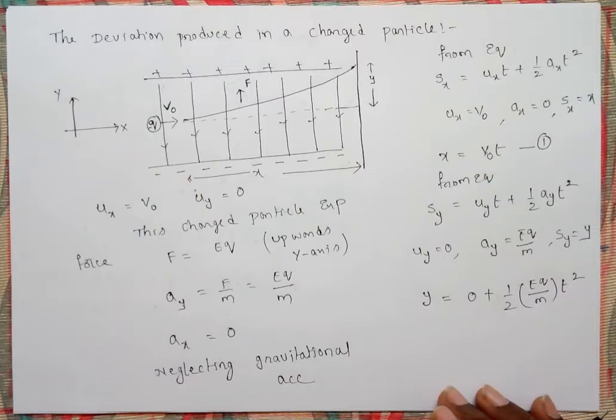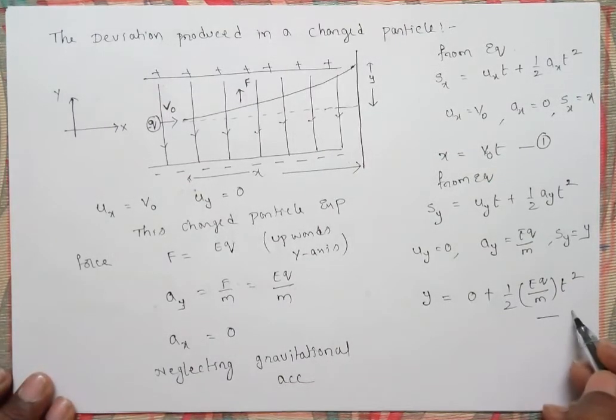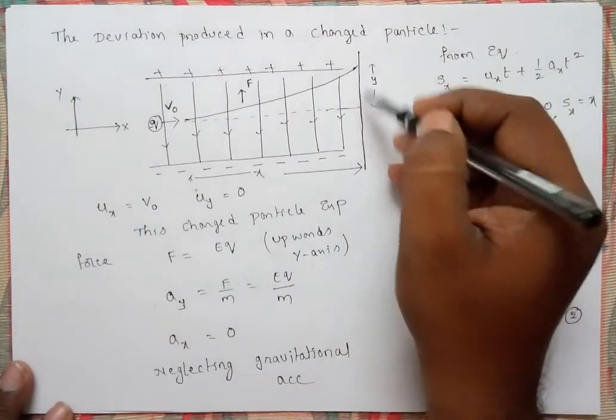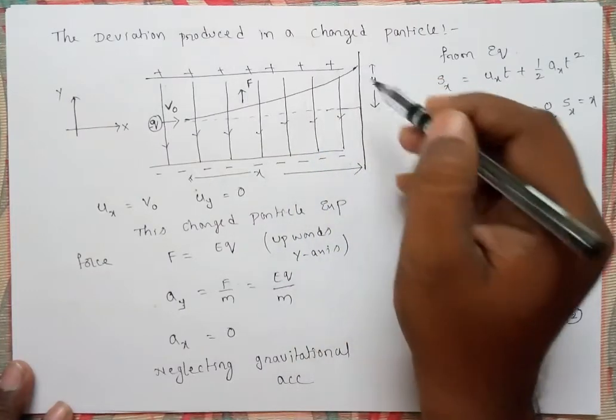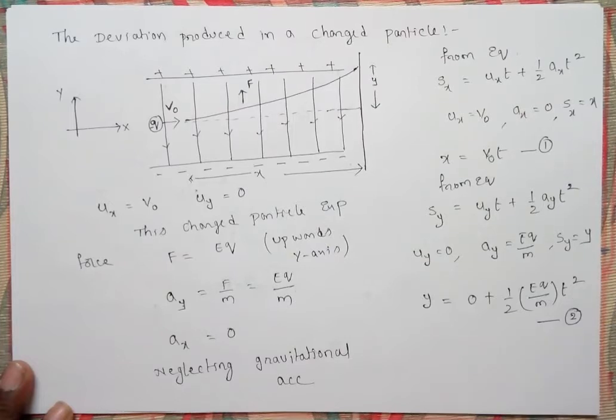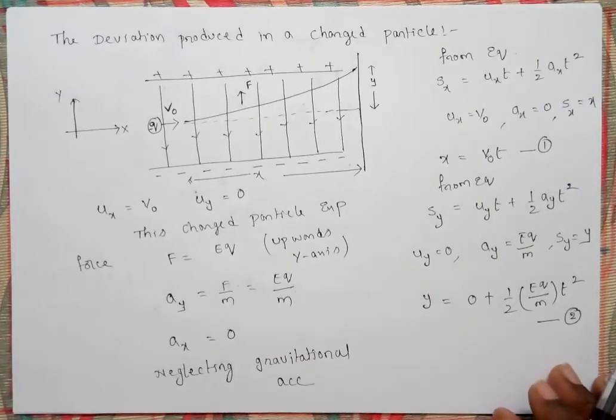And this path you can also say is a parabola. So how can you say this is a parabola? You observe that this is the deviation. How much vertical distance is traveled from the mean position, that is the deviation, which you can write as half Eq by m into t square. And this path we can also write as a parabola.